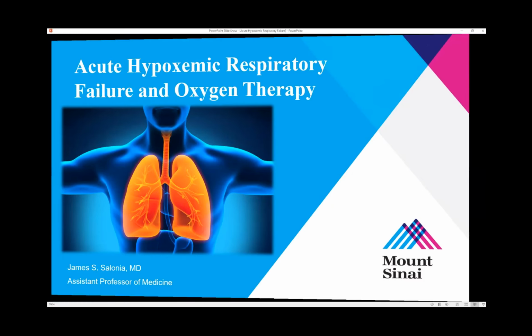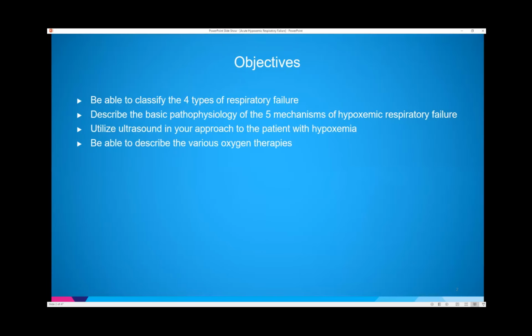So let's get started. Some objectives. It's always clear to have expectations up front. What do I want you to get out of this presentation? What do you guys want yourselves to get out of this presentation? It's very clear right here. Being able to classify the 4 types of respiratory failure, and I'll show you how to do that. Describe the basic pathophysiology, and I do mean basic. Some of these are quite complex, and there's also overlap between many of the types of respiratory failure and the mechanisms of hypoxemic respiratory failure. So I've broken it down to simplify it, but understand that it can be quite complex.